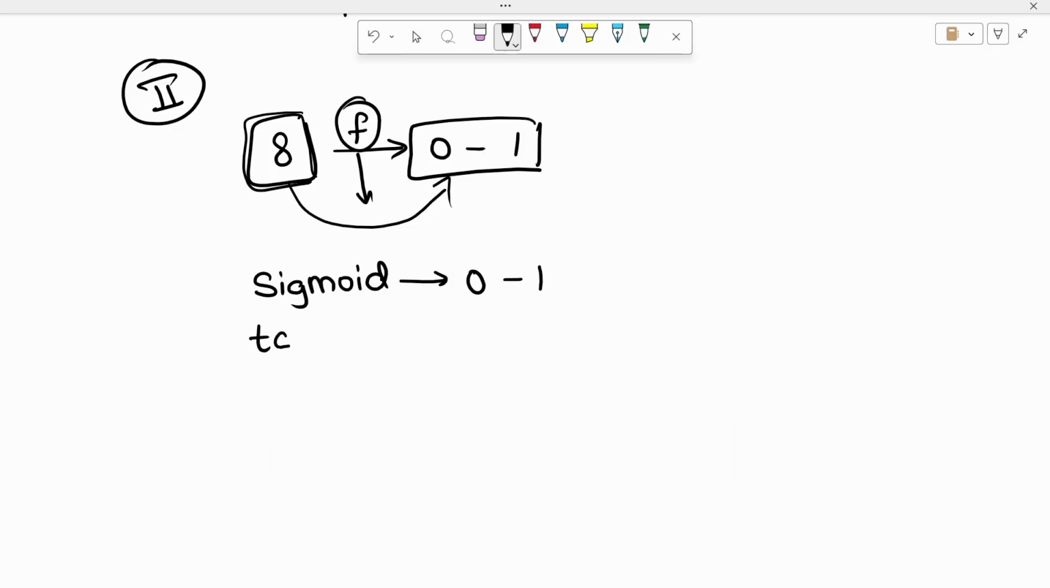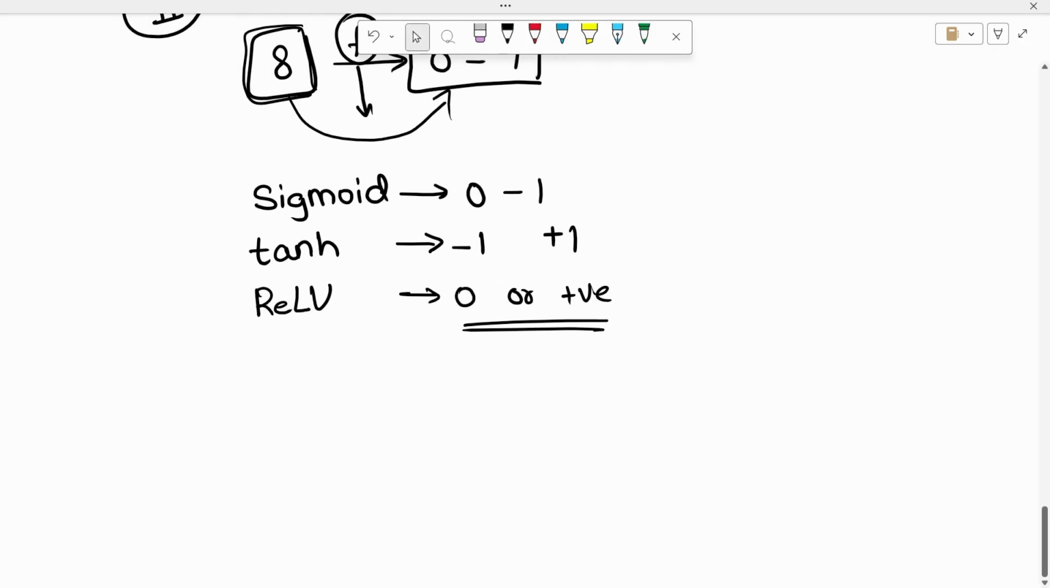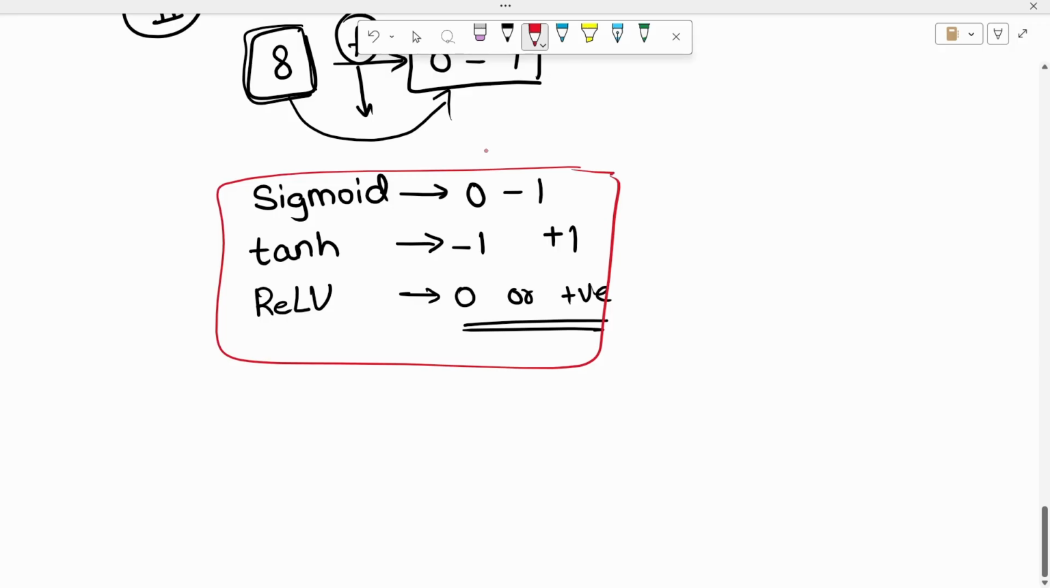Or there's another activation function, tanh, which maps your output between -1 and +1. This is good for zero-centered data. And the other one, which is most famous, is ReLU. It maps your data to either 0 or positive, eliminating the negative side. Without activation functions, your outputs can either go to infinity or go back to 0. So activation functions give you control of how your data should be processed.